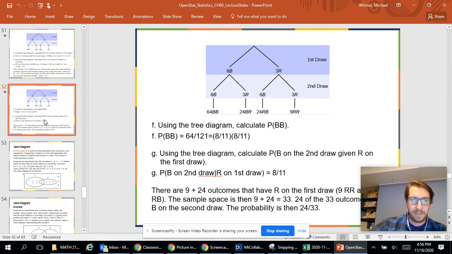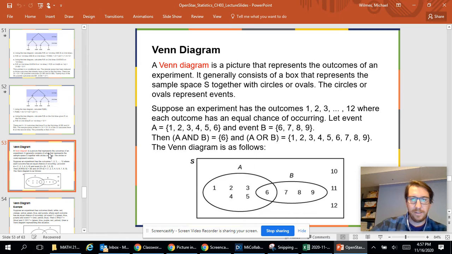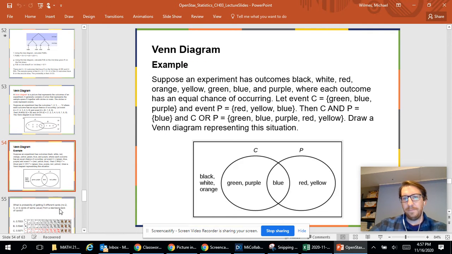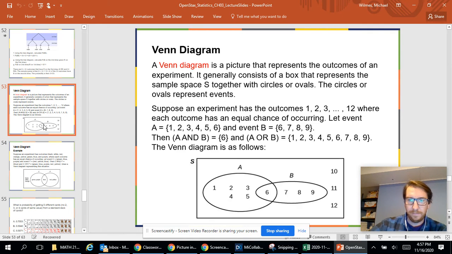All right, so that was a tree diagram. Hopefully that makes some sense. We'll talk a little bit about Venn diagrams next. And in this Venn diagram, we're going to actually have specific numbers involved. And we could go ahead and calculate some probabilities involving these numbers, or we could use letters.